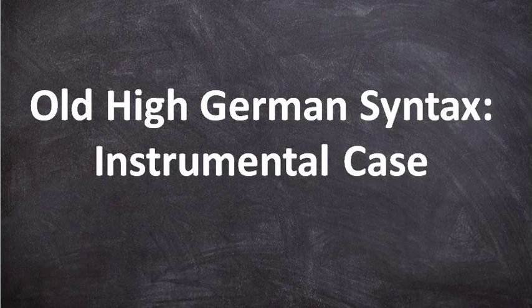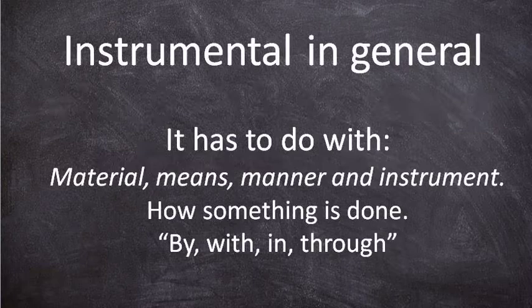Old High German Syntax. Instrumental Case. The instrumental has to do with the material, the means, or if you will, the way, or the manner, an instrument of how something is done. So it's almost like saying with or by or in or through that means, or through that material, or through that manner, or by this instrument, or in that matter, in that means. So that's really what the instrumental is. In a nutshell, that's what it is.